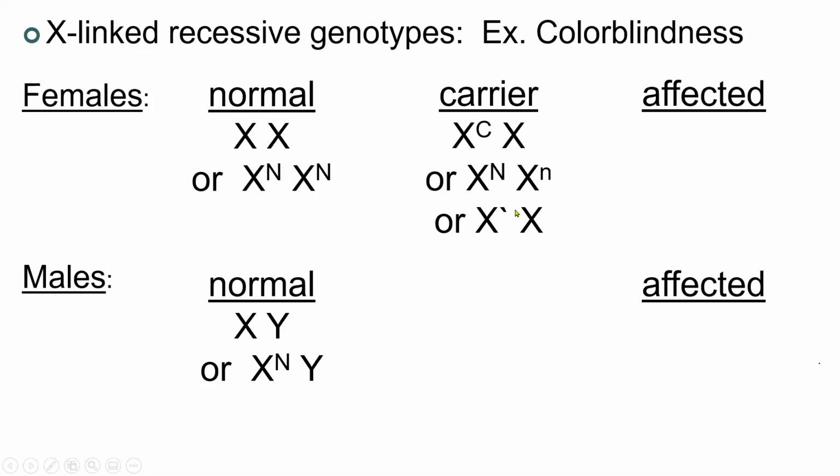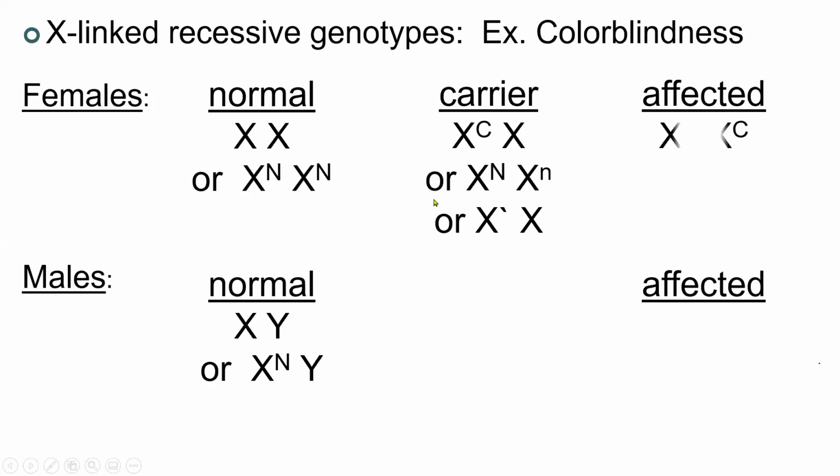Now there's also a slang, sloppy kind of notation, a quick shorthand, where you just make a slash on an affected X, and then you don't make a slash on a normal X. That might be faster for you when you're working on a problem if you want to use that notation. But just make sure you know how to interpret it. So these are all different ways of saying she's a carrier or heterozygous for this sex-linked trait.